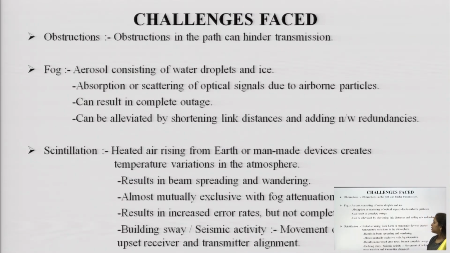Then scintillation: heated air arising from the earth or man-made devices creates temperature variation in the atmosphere, and this is called scintillation. And how does it affect free space optics? It results in beam spreading and wandering, almost mutually exclusive with fog attenuation, resulting in increased error rate but not complete outreach. Building sway and seismic activity will lead to movement of buildings and can upset receiver and transmitter alignment.